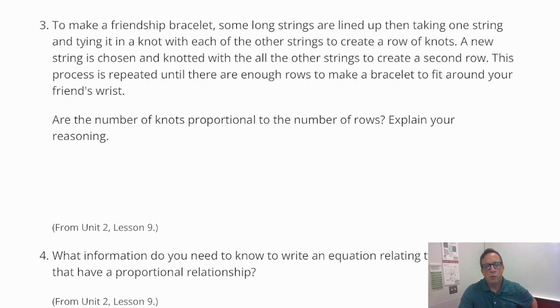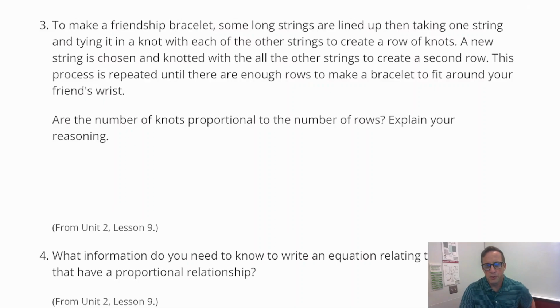But the question is, are the number of knots proportional to the number of rows? Explain your reasoning. Okay, and so on this one right here, I mean, you just got to read it. I had to read this a few times because I don't make friendship bracelets. Maybe I did one time, but I think I did a really terrible job. I had to read this a few times to kind of understand what it was saying, and that's probably what you need to do.